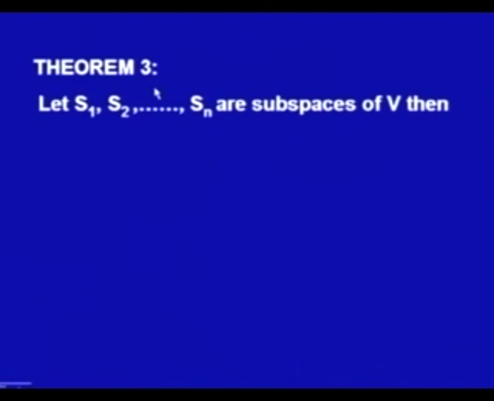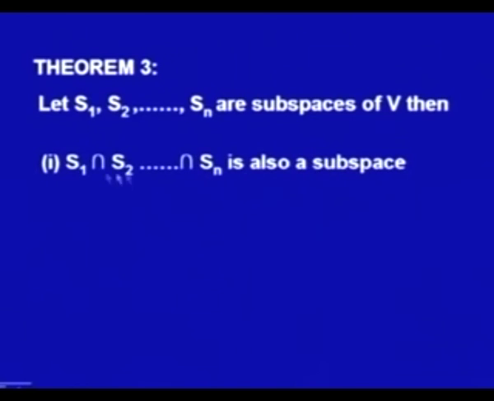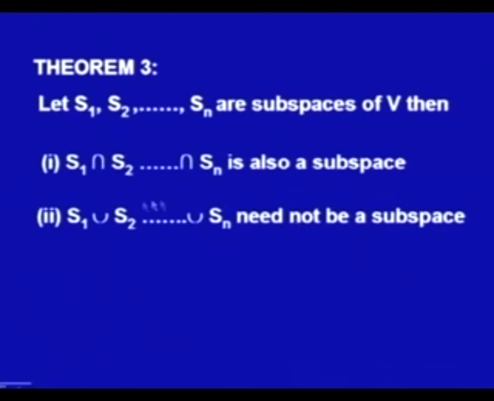Now, this result is generalized in the form of theorem 3, and what we say is that if S1, S2, up to Sn are subspaces of V, then the first result says that S1 intersection S2 intersection up to Sn is also a subspace, although we have proved it for n equal to 2. Similarly, S1 union S2 union up to Sn need not be a subspace. The result we have proved for S1 union S2 can be further generalized to finite n subspaces. The viewers can prove these results, and the hint is they can use mathematical induction.